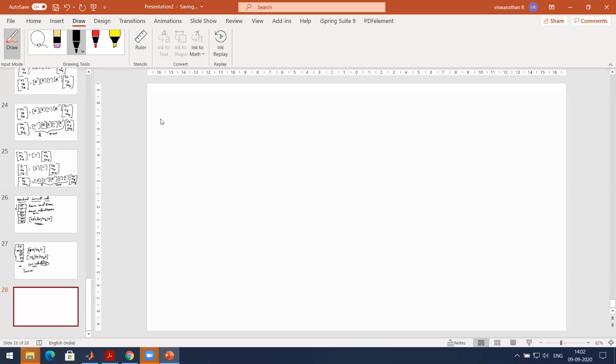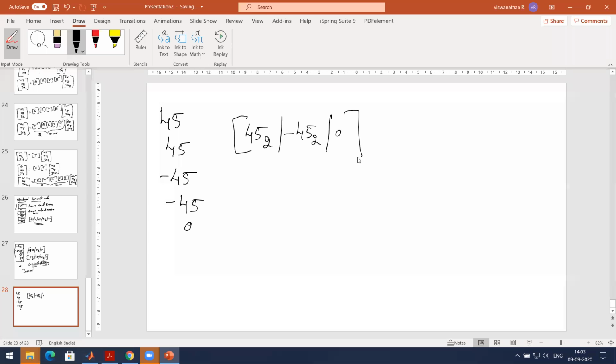Whatever I'm writing is just random orientations. Reasoning for these things for specific applications we'll see a little later. 45, minus 45, 0. So how do you write this? 45 2 slash minus 45 2 slash 0. Can we write plus or minus 45 suffix 2, sir?